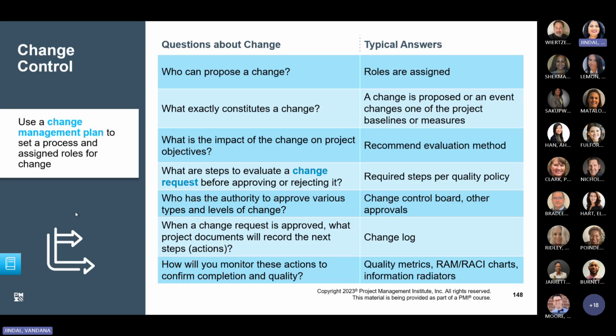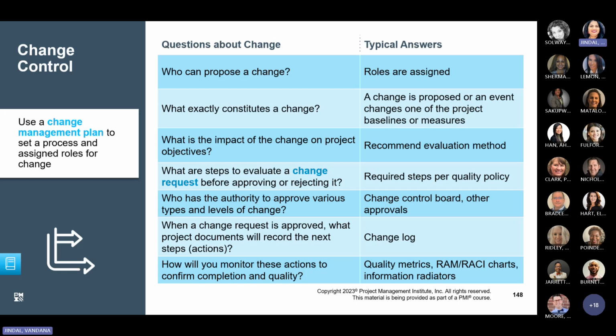Okay, change control. So we use the change management plan to set a process and assign roles for the change. The change management plan is a document that outlines the approaches, procedures, and activities needed to manage any change that may occur during the life cycle of the project. So change could be related to scope, timeline, budget, resources, or it could be anything.